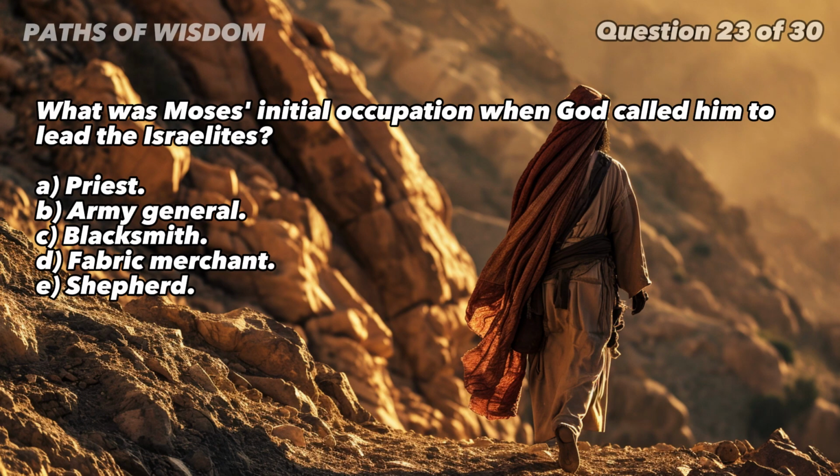Question 23. What was Moses' initial occupation when God called him to lead the Israelites? Option A, priest. Option B, army general. Option C, blacksmith. Option D, fabric merchant. Option E, shepherd.